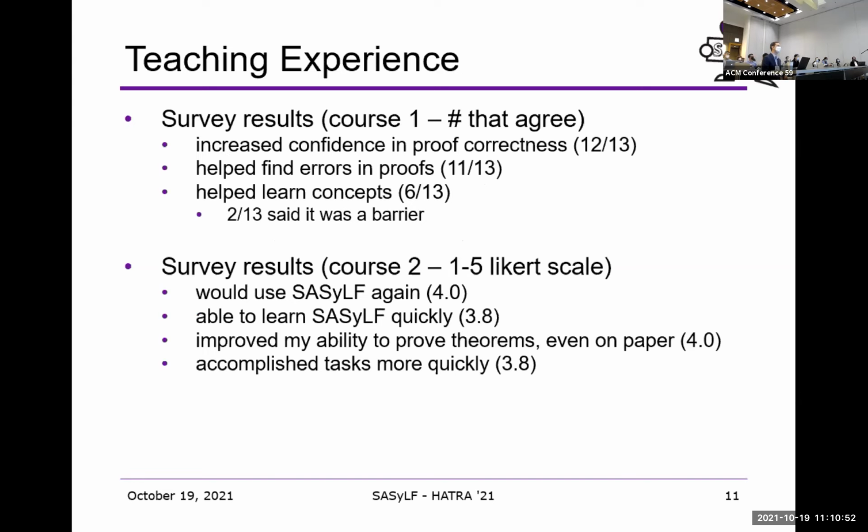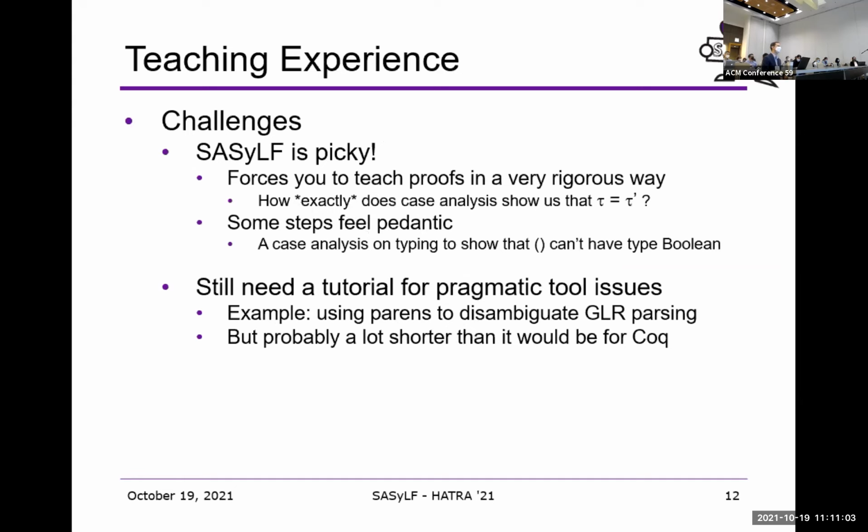There were also some challenges. I think you can see, one of those is time. It is a tool that you have to satisfy, like a proof checker, and so that can take time. And SASyLF is indeed picky. It forces you to do proofs in a very rigorous way.